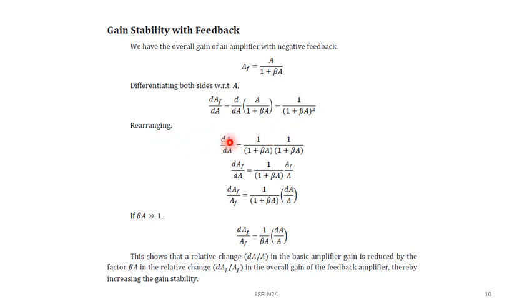Now I'll rearrange this. I'll write dAF by dA as 1 divided by 1 plus beta into A, into 1 divided by 1 plus beta into A. So dAF by dA is equal to 1 divided by 1 plus beta into A, and I'll multiply and divide by A. So A divided by 1 plus beta A, I'll write as AF. And again the denominator also has A, so I'll write it as 1 divided by 1 plus beta A into AF divided by A.